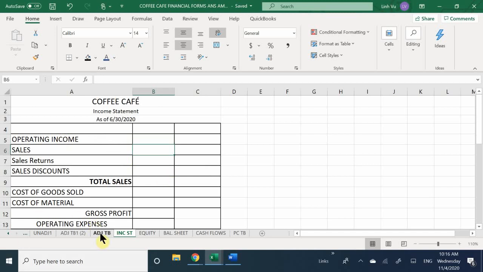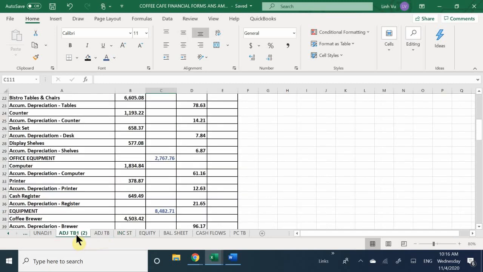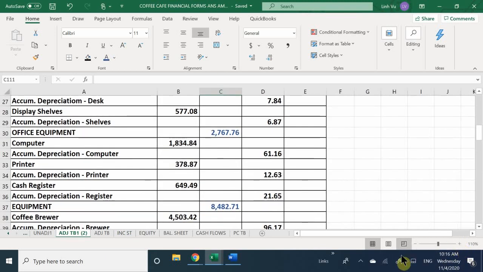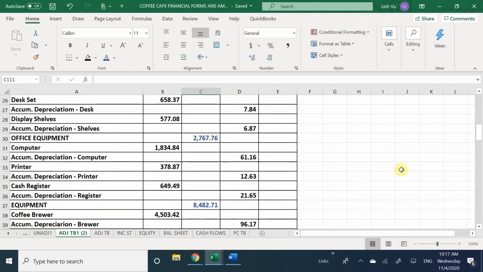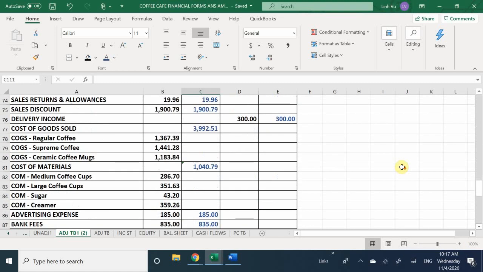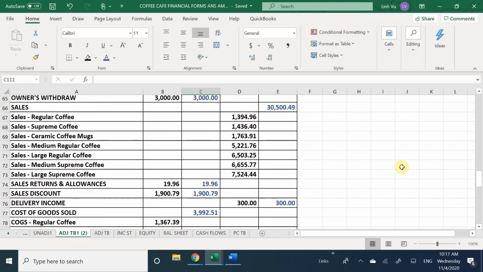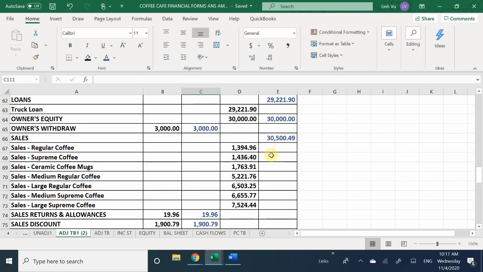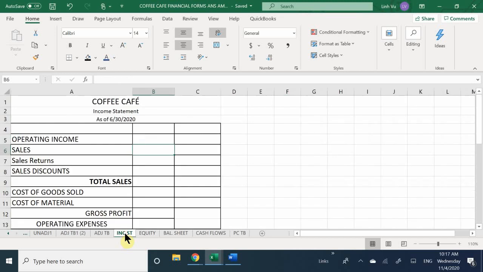And I already solved that in my adjusted trial balance. My total sales here, so I'll make this bigger so we can see. It's a little too big. All right, so let's look up our sales. Sales is right here. I have a total of $30,549 worth of sales. So that is actually what I'm going to do in my income statement.